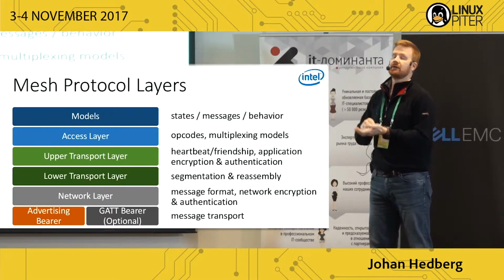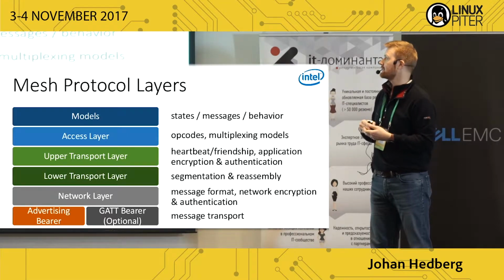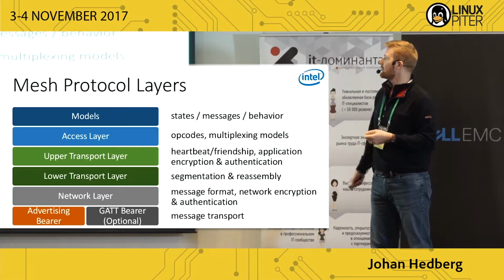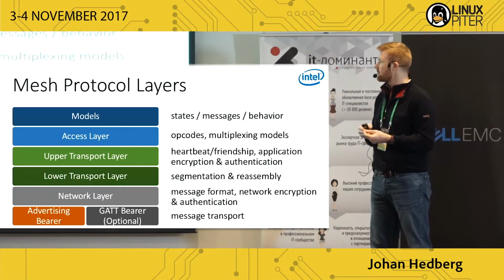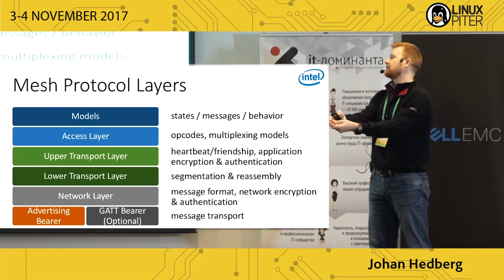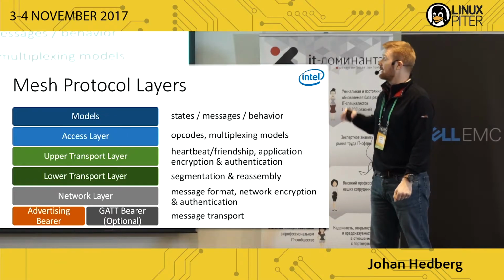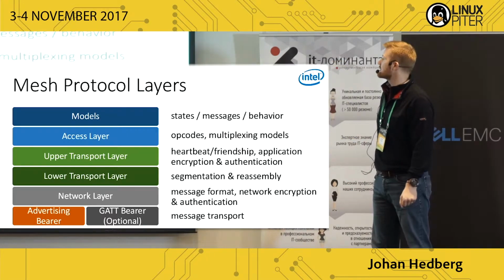And you've also got a second layer, so-called application layer encryption, that the transport layer is responsible for doing. On top of that, you have the access layer, which does the multiplexing between the different models to get the message going to the right model that the node is implementing. And then on top of that, you have the actual models that are implementing the handlers for the messages and so on.